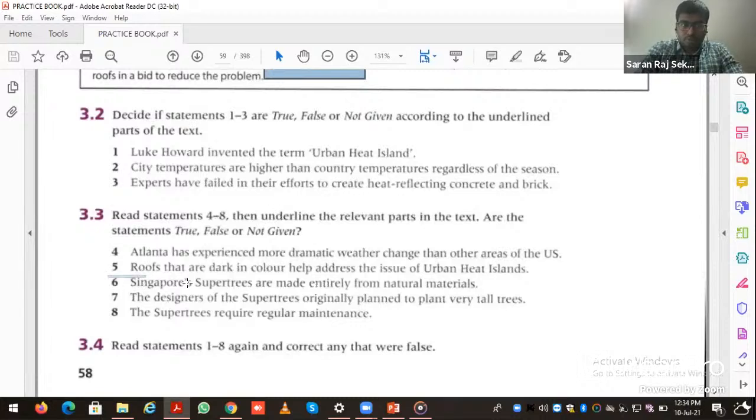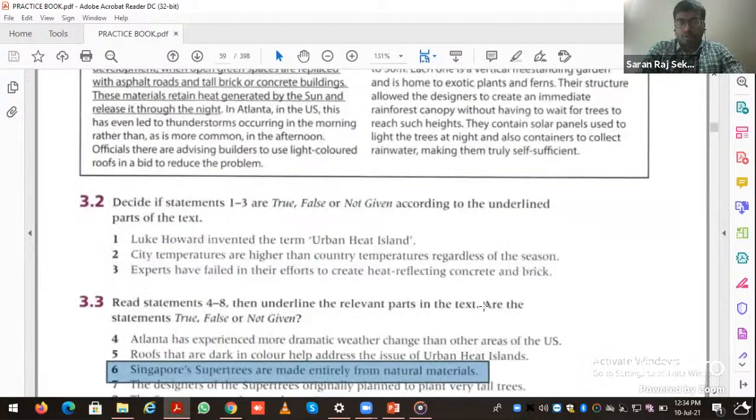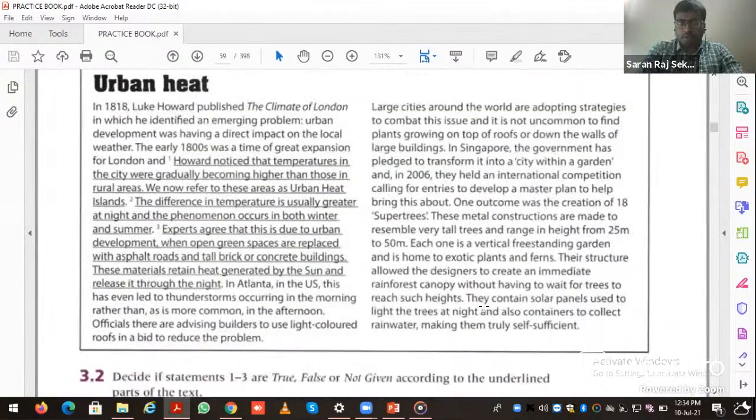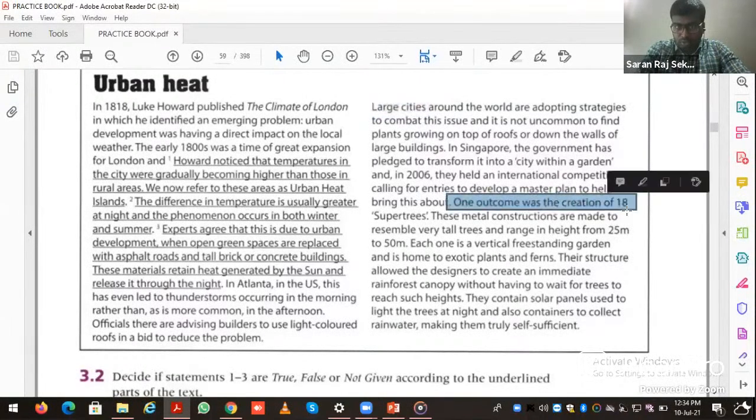Sixth one: Singapore's super trees are made entirely from natural materials. That is what they're trying to say. Let's look at what super trees are and how they are made, whether completely from natural materials. We have to read from here. In Singapore, the government has pledged to transform the garden, and they implemented a competition master plan to help bring this about. One outcome was the creation of 18 super trees. Here we got the information regarding super trees.